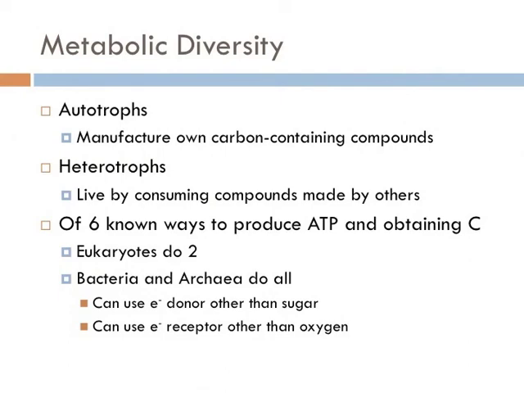Certain prokaryotes also have these metabolic processes. However, of the 6 known metabolic processes in living organisms, prokaryotes do them all, where eukaryotes only do 2. So plants, animals, fungi, and anything else you can really think of only really do these 2. Prokaryotes can use another electron donor other than sugar, and they can use another electron receptor other than oxygen to go through cellular respiration.